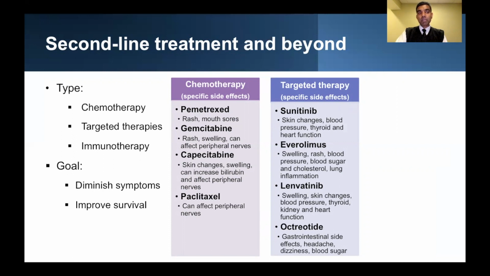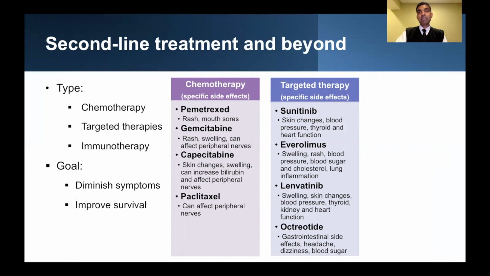And it should be borne in mind that although these are given as tablets, and they may seem very straightforward, they can have a number of side effects as listed here. And sometimes they are more difficult to tolerate than chemotherapy. So please do bear that in mind. Close monitoring is required when you're on these drugs.